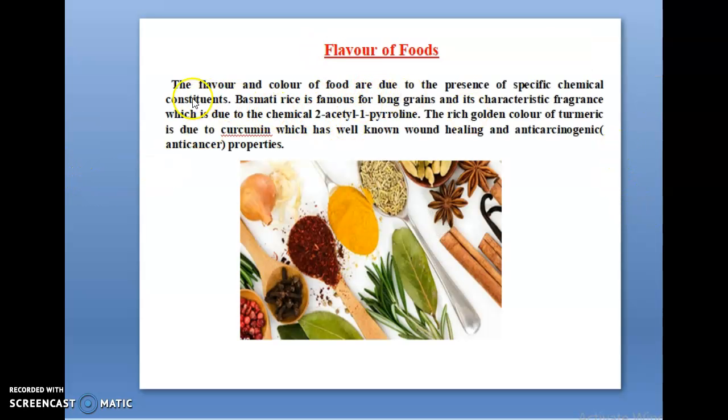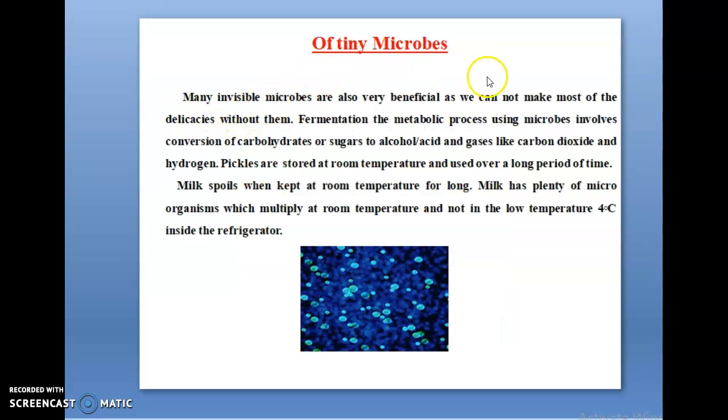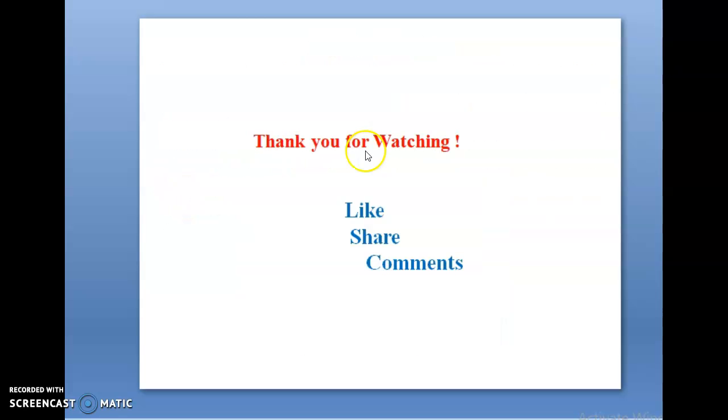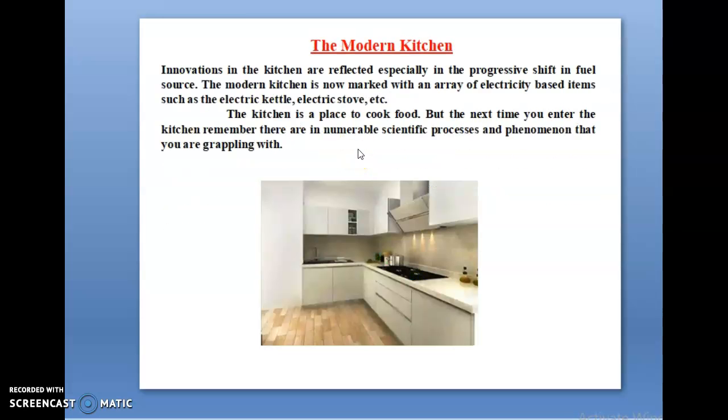Flavors of food, and next we'll see the role of tiny microbes. In modern kitchens, the innovation in the kitchens is reflected, especially in the shift in fuel sources. The modern kitchens are now marked with an array of electric-based items such as the electric kettle and electric stove. The kitchen is the place for cooking food, and the next time you enter into the kitchen, remember there are n number of scientific processes and phenomena that we are having.